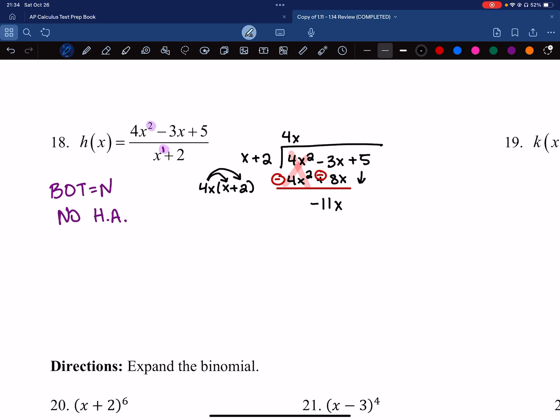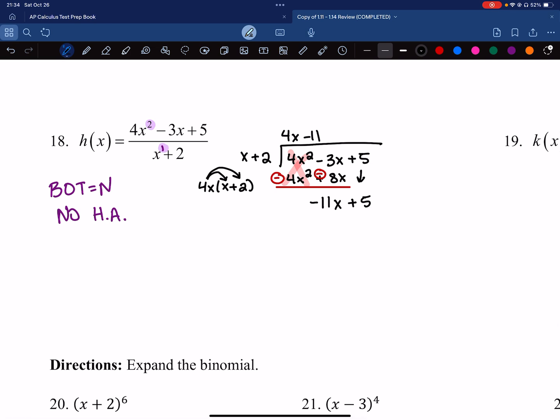We drop down the next term. Then we need to figure out what we need to multiply x by to get a negative 11x. And so that would be a negative 11. So we have negative 11 times x plus 2. That would be negative 11 times x, which is a negative 11x, and negative 11 times 2, which is a negative 22.